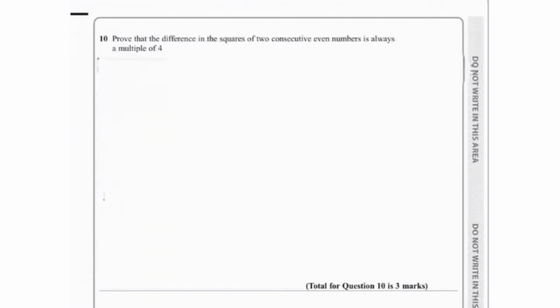Then prove that the difference in the squares of 2 consecutive even numbers is always a multiple of 4. So for 2 consecutive even numbers, we can say that 2n is an even number, and then 2n plus 2 is an even number. These are 2 consecutive even numbers because anything multiplied by 2 is an even number. So that's the first even number, and the next would be that you're adding 2 to that number. So that's 2n plus 2. So (2n plus 2) squared minus (2n) squared.